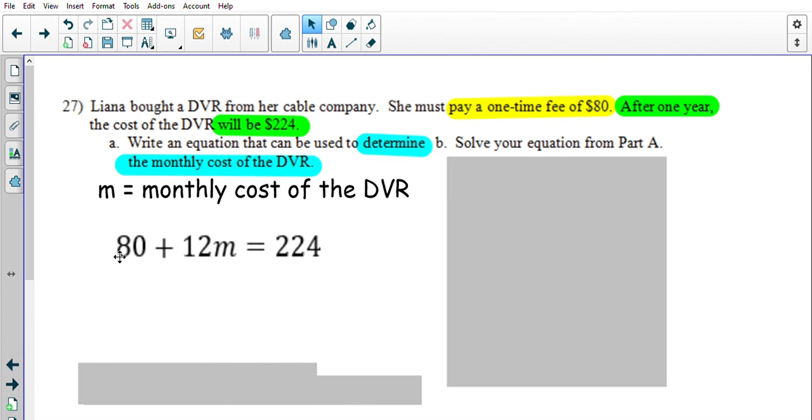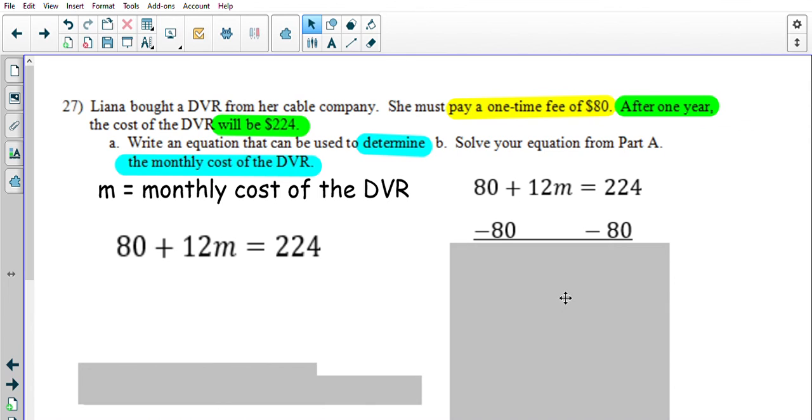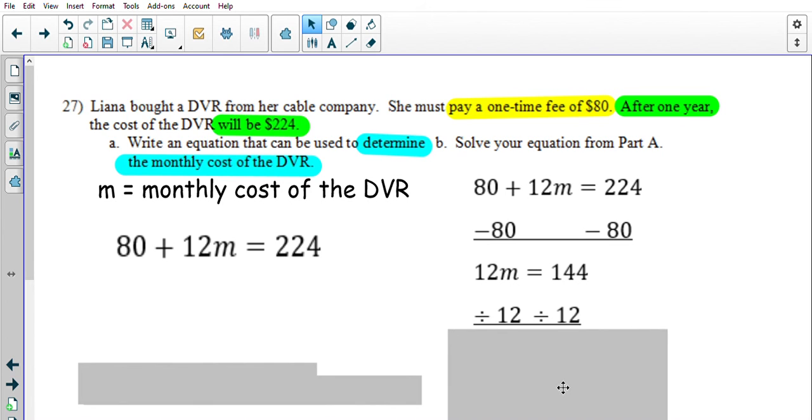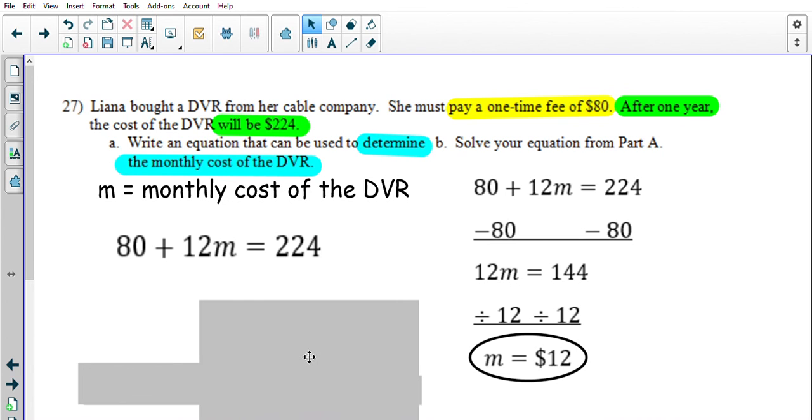All right, let's go ahead and solve this equation. So we have 80 plus 12m. Start by subtracting 80 from both sides to get 12m equals 144. Divide both sides by 12, and we get our monthly cost of $12.